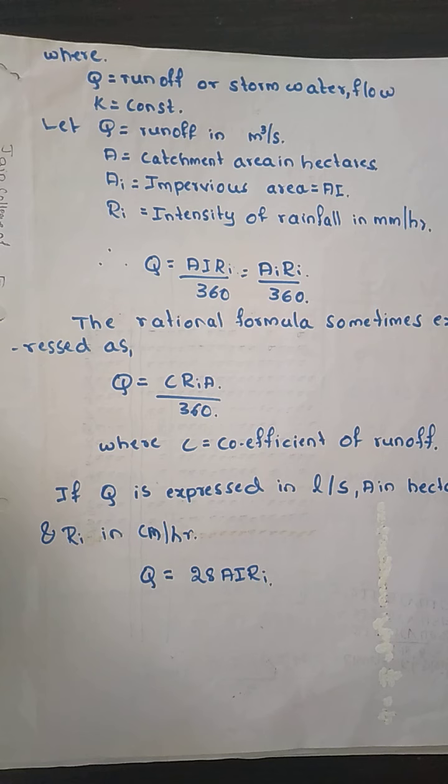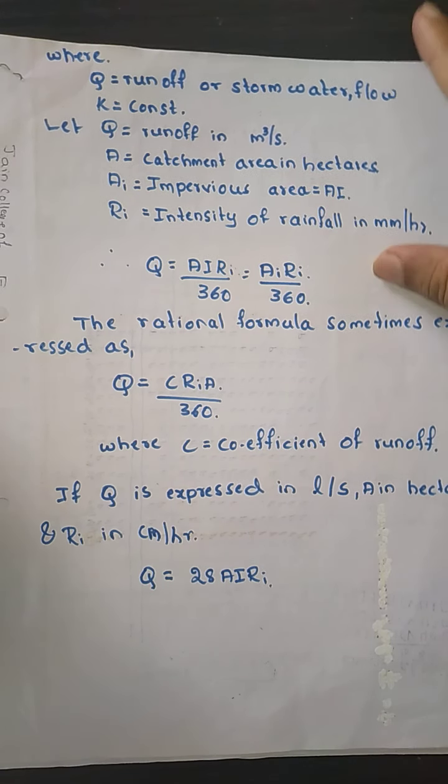The rational formula can sometimes be expressed as Q = C Ri A, where C is nothing but the coefficient of runoff. If Q is expressed in liter per second, A in hectare, and Ri in centimeter per hour, then the discharge or storm water flow can be represented as Q = 28 Ai Ri. In the last class we discussed up to this.